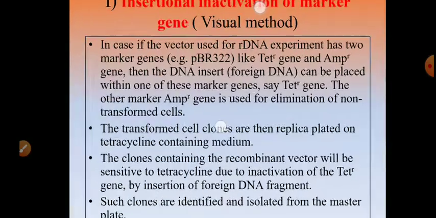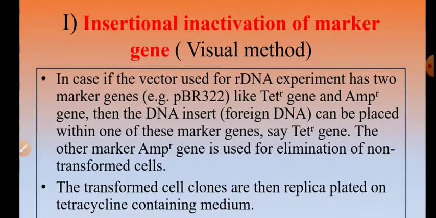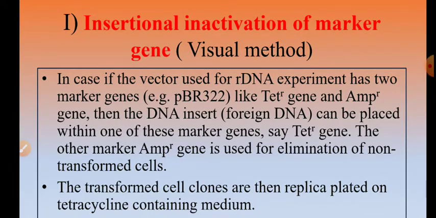Now let us discuss the direct methods first. The first method is insertional inactivation of marker gene. This we have studied already in identification of transformed cell. It is a visual method. By looking at the colonies itself, you can notice whether the clones are desirable ones or not. So insertional inactivation of marker gene is a method of selection of clones when the vector that you are using has two marker genes, like two antibiotic resistance genes.